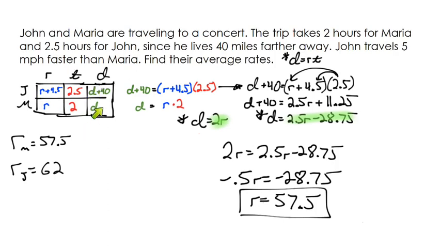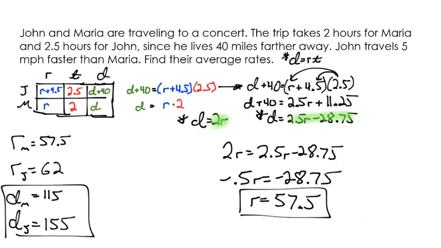It doesn't really ask for their distances, but let's go ahead and find them just for kicks. The distance of Maria is just going to be her rate times 2. So if I took her 57.5 and doubled it, that means that the distance Maria traveled is 115. And that would mean that the distance John traveled is just going to be Maria's distance plus 40. And so that's going to be, I believe, 155. So it didn't really ask for these bottom two values, but we found them anyway. This question was really asking for their rates, and there they are.